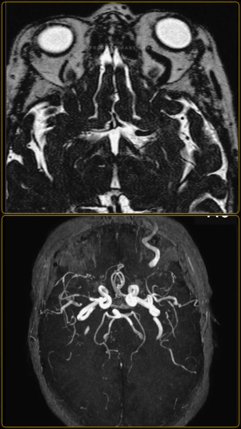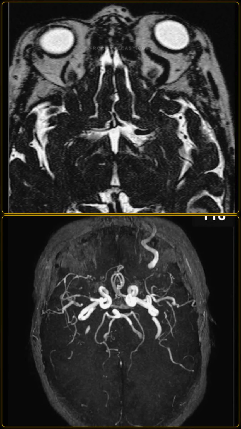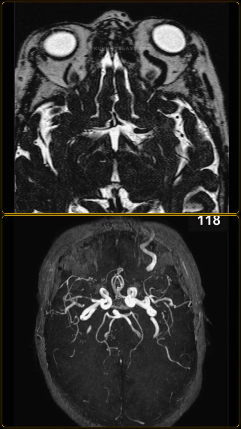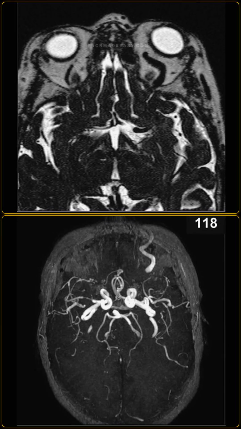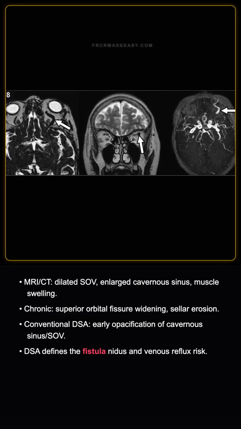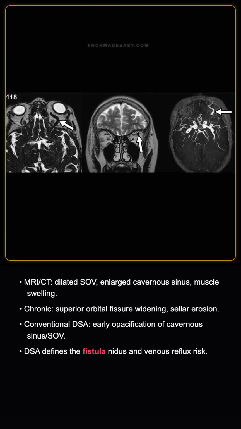What are the key radiological features of direct and indirect fistulae on MRI, CT, and conventional angiography? On MRI or CT, features include a dilated superior ophthalmic vein, enlargement of the ipsilateral cavernous sinus, and thickening of the extraocular muscles. In chronic cases, you may see widening of the superior orbital fissure and focal sellar erosion.